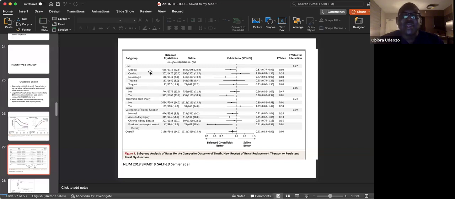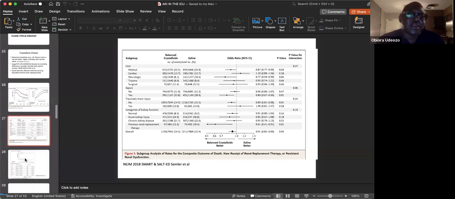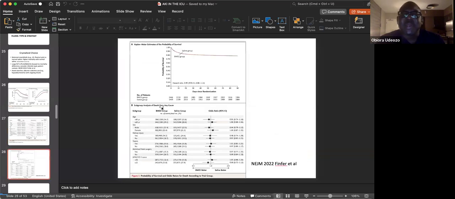And they looked at a subgroup analysis for the composite outcome of death, new onset renal replacement therapy, or persistent kidney failure. And it was across all groups: medical, cardiac, CNS, trauma, surgical. You can see everything falls on the left-hand side, favoring balanced crystalloids, LR. So we all jumped on it. We're also using LR.